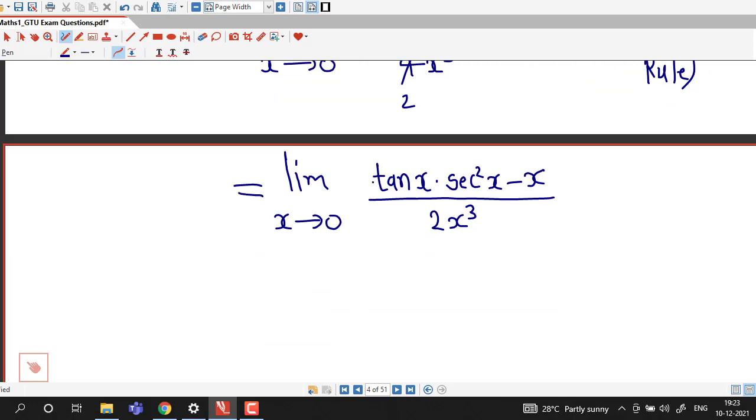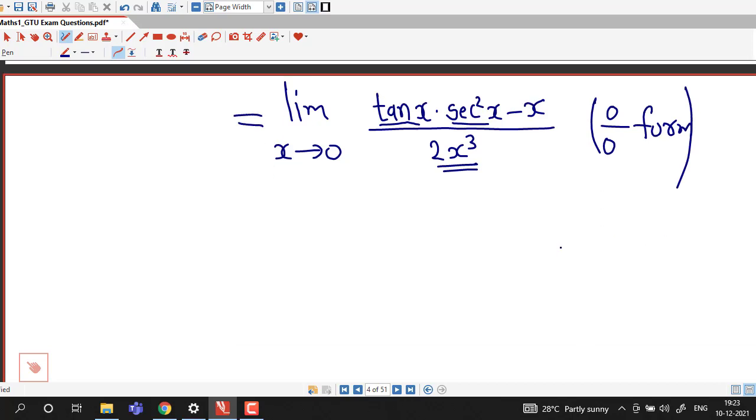Now again we can check, if we take x equal to 0, we have tan 0 is 0, sec 0 is 1. So 0 into 1 is 0, minus 0, that is 0, and this denominator becomes 0 when we put x equal to 0. So this is again 0 by 0 form. So we again apply L'Hospital rule. So for that we differentiate numerator and denominator separately.